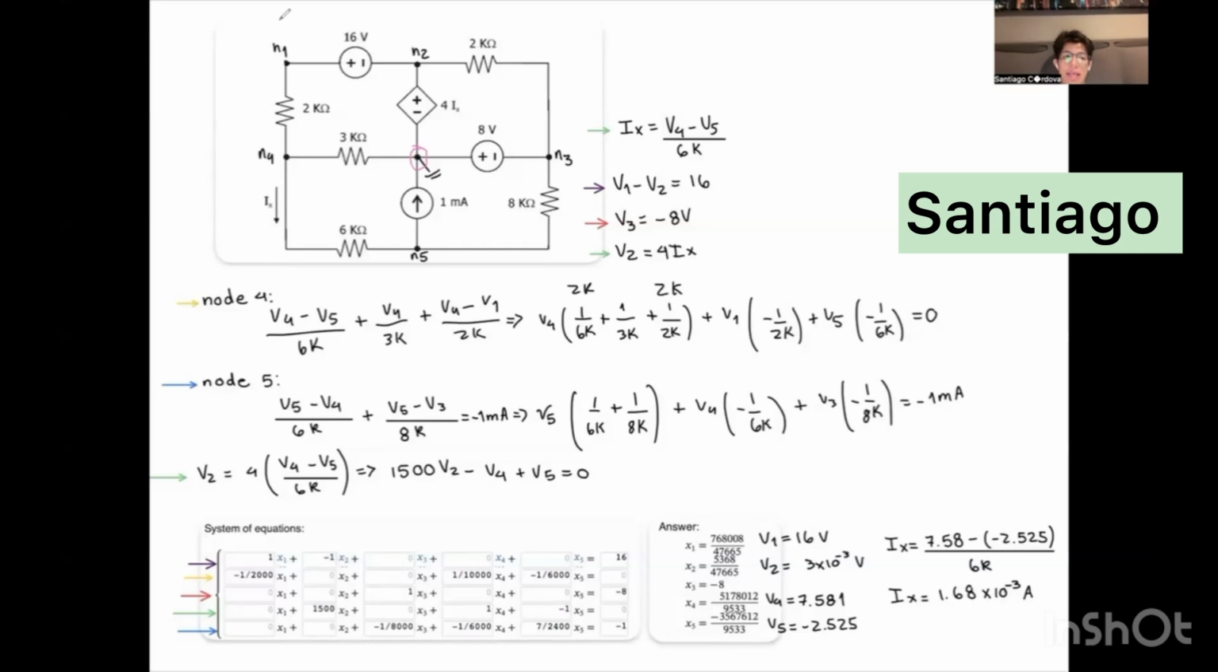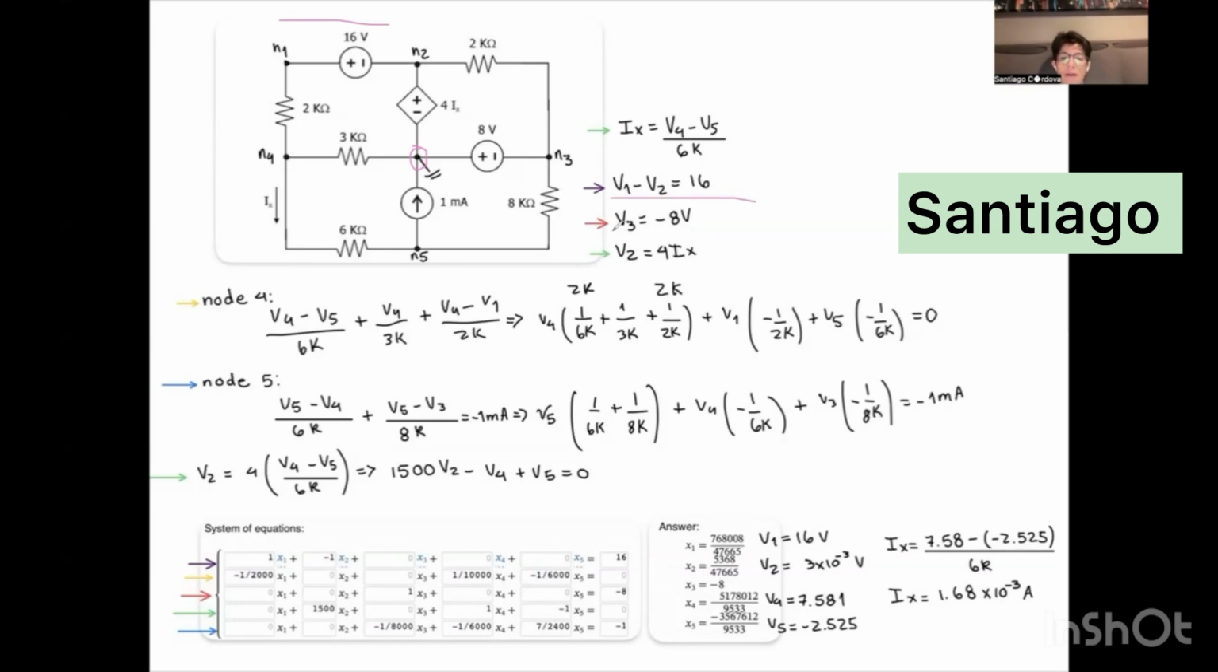The first thing we can see here is that between node 1 and node 2, we have a supernode. So we have to do the supernode equation, which is going to be V1 minus V2 equals 16. We define our signs because the plus and minus are going on the direction of V1 and V2. So here we are going to have our first equation.